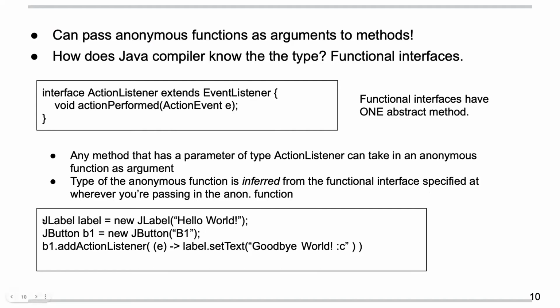So in this example, you have a JLabel and a JButton, and you're attaching an action listener to this button 1. Essentially what happens is, since you're passing it into this method, which takes in a parameter of type action listener, the type will be an action listener. And it can infer the type of this anonymous function from the method defined up here.